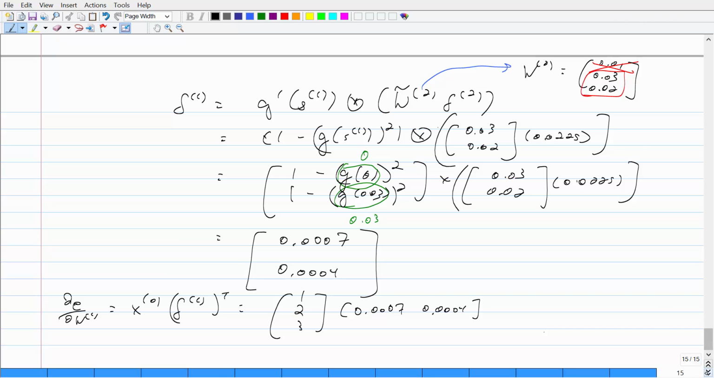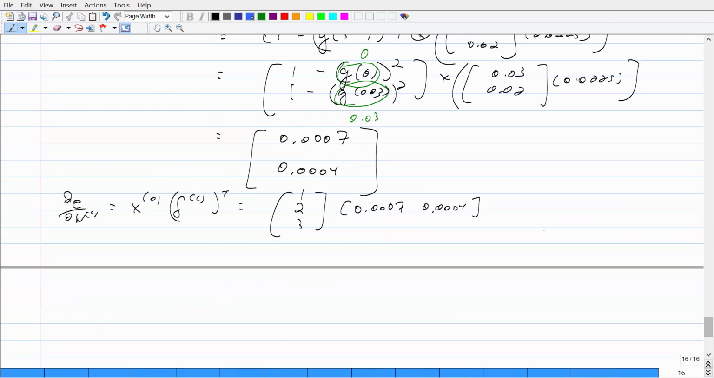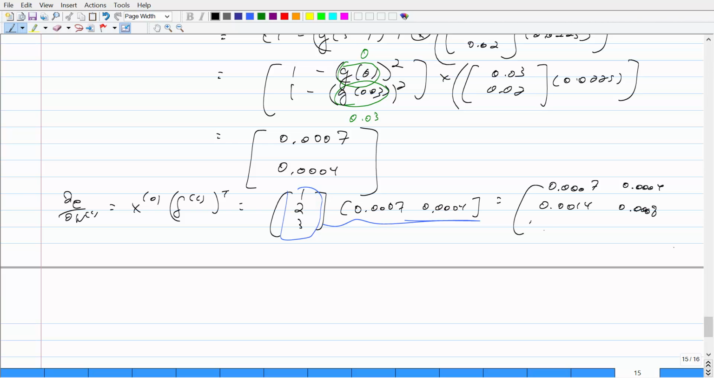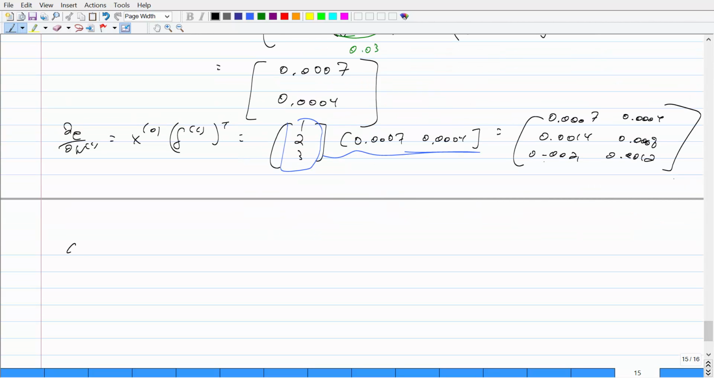You take each of these numbers and scale them by the rows here to produce a 3x2 matrix. So you get 0.0007, 0.0004, and then you multiply this by 2, and finally multiply this by 3. And we're good to go. That's the error gradient for the first one. Then you just do the same thing for the second one.